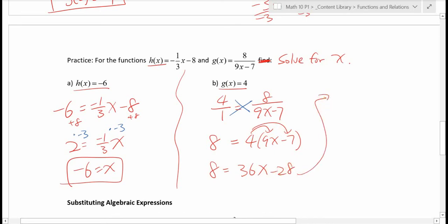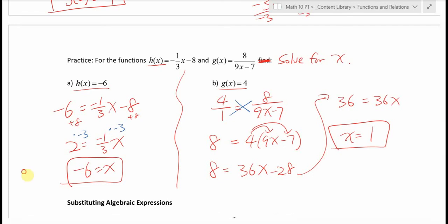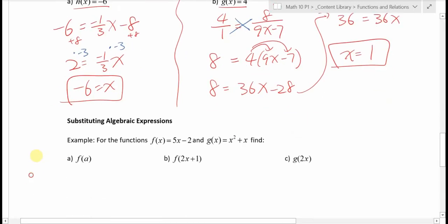Solving for x by adding 28 to both sides, you get 36 equal to 36x. Divide both sides by 36, you get x equals positive 1. Okay, so that's how you do these two questions here. Hopefully you got the same answers.